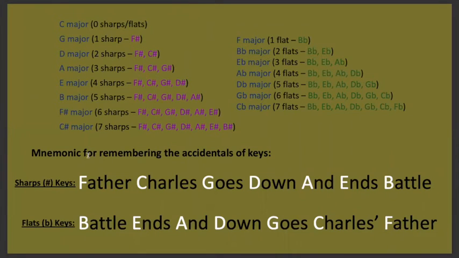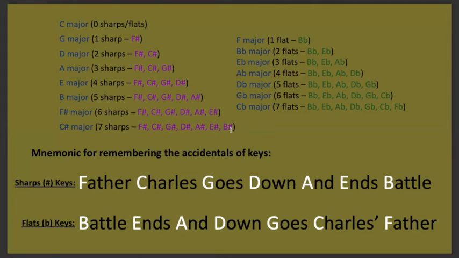There is a mnemonic for remembering the accidentals of keys, and it's quite handy because every consecutive key, be it the sharp keys or the flat keys, every new key signature includes all the accidentals from the previous key. So for the sharp keys, this is what I teach my students. Father Charles goes down and ends battle. So we have this heroic image of a priest who's going down and saving the day. If you notice, C sharp major, which has the most sharps: F, C, G, D, A, E, B. Father Charles goes down and ends battle.